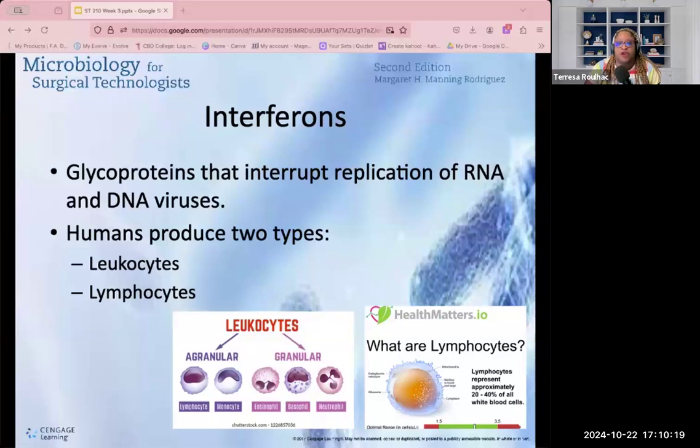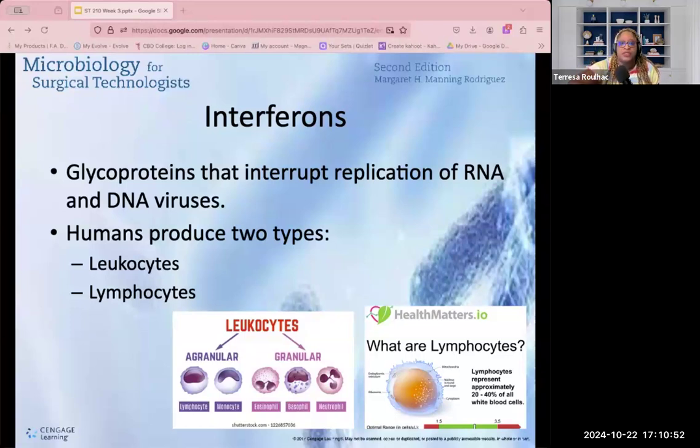We look at interferons and glycoproteins. Interferons are special proteins with sugar molecules attached to them. Their main job is just to come in and be that superhero to fight off viruses. What they do is they come in and interrupt the replication of the RNA and DNA viruses. Interferons work by interfering with the ability of the virus to make copies of themselves, which is good because then it slows down or stops the spread of virus altogether.